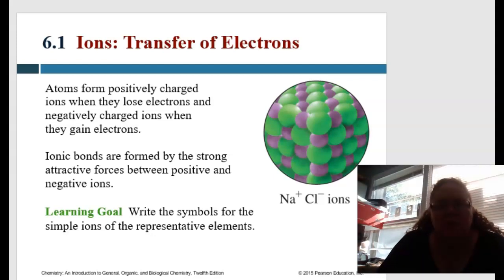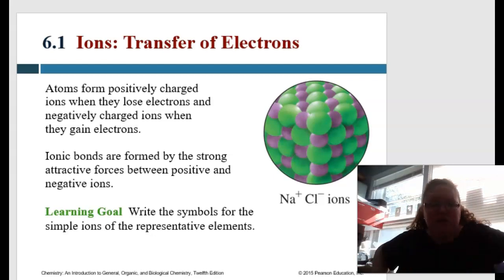So looking into some of the definitions and what we're going to need to know to apply it to these questions. Ions specifically are the transfer of electrons. Atoms form positively charged ions when they lose electrons and negatively charged ions when they gain electrons. Because remember, they have charges, right? If you lose one, you're losing a negative charge, so you end up positive, or if you gain one, you're gaining a negative charge.